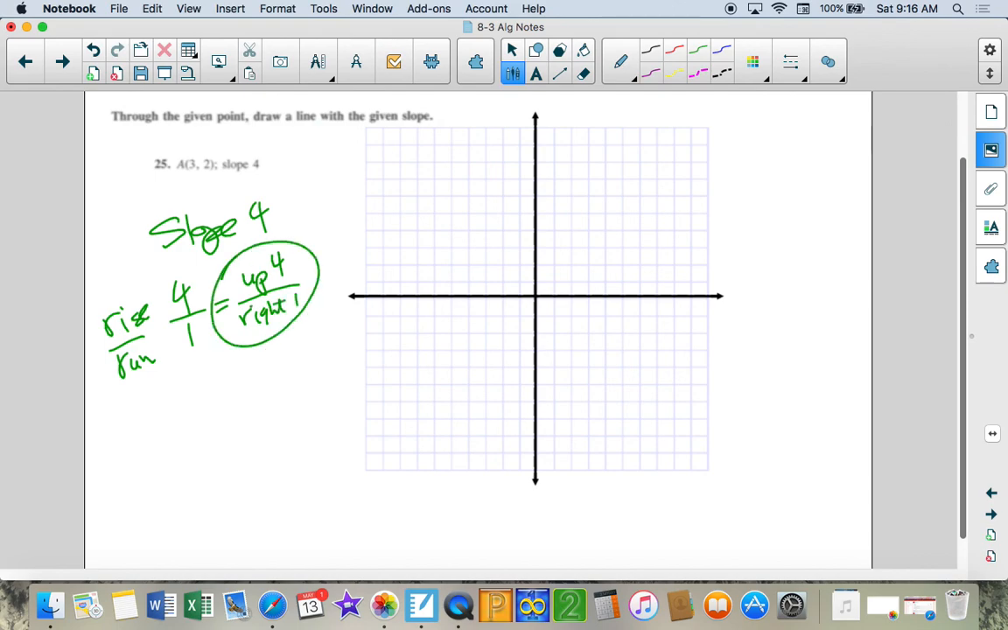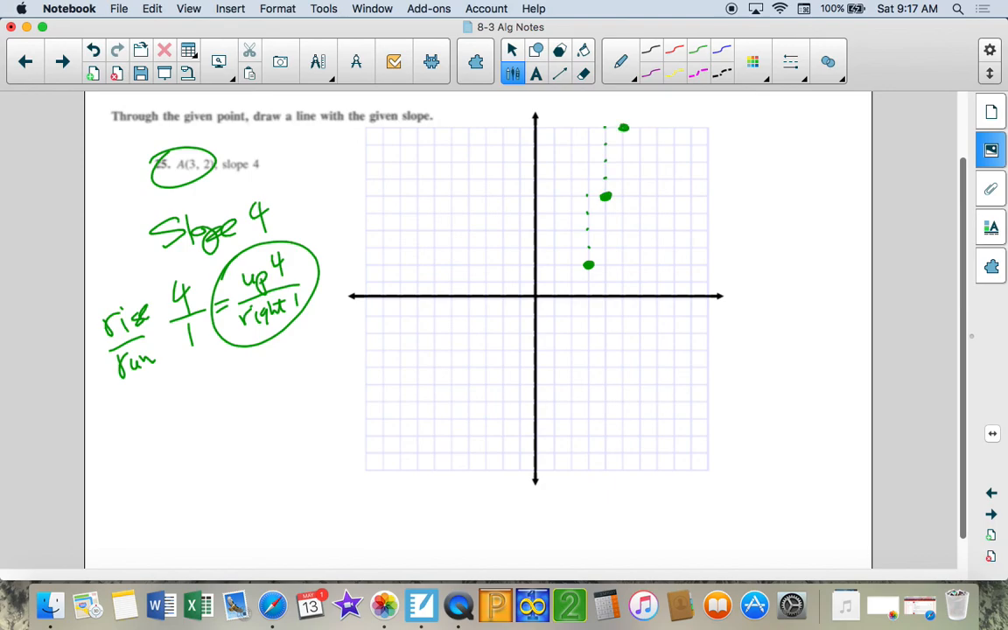And again, I call that slope ease. So I don't know where I'm going to go up 4, right 1 from. So I have to first plot a point. 3, 2. 1, 2, 3, 1, 2. So here's my point. Now I can use my slope, which tells me from one point to the other, we're going to go up 4, 1, 2, 3, 4, right 1. So there's a point.